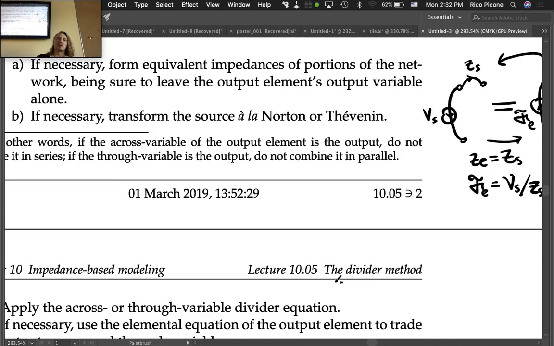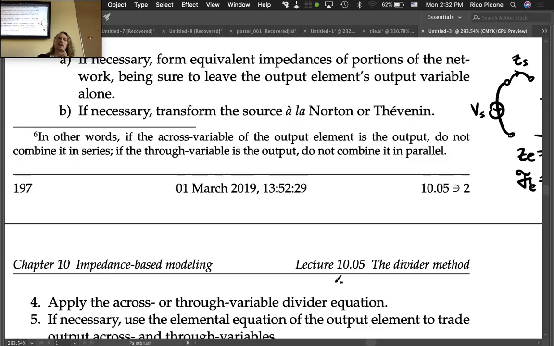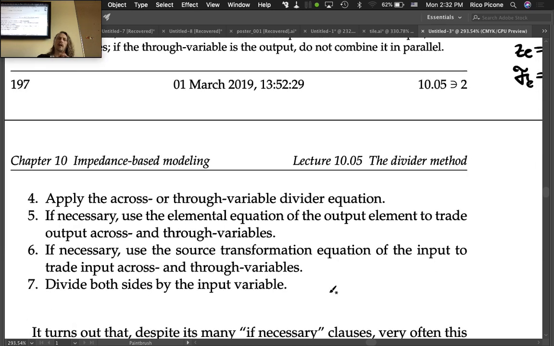That's another option. So those are 3A and 3B. 4. Apply the across or through variable divider equation. So now you've got it in that form. Just apply the equation and you're good. 5. If necessary, use the elemental equation of the output element to trade output across and through variables.